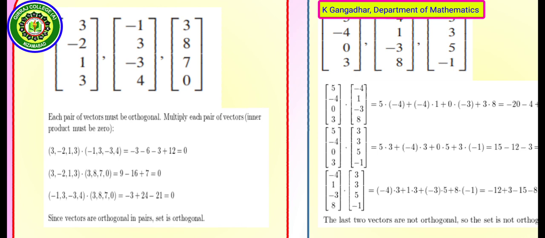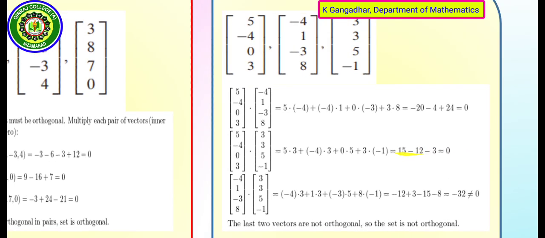Next v dot w, second vector, third vector: -1 into 3 plus 3 into 8 minus 3 into 7 plus 4 into 0. So -3 plus 24 minus 21, that equals 24 minus 24 equals 0. So each pair of vectors has inner product 0. So we say that the given 3 vectors form an orthogonal set.